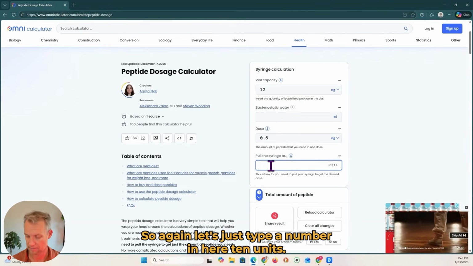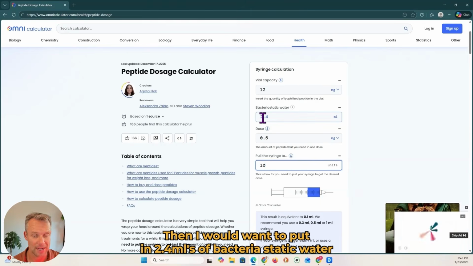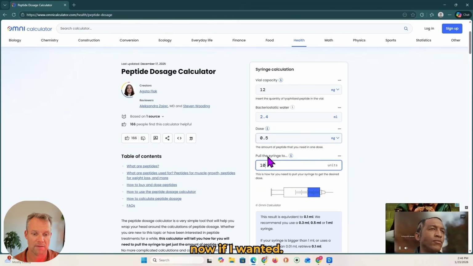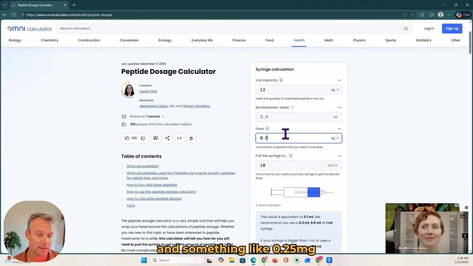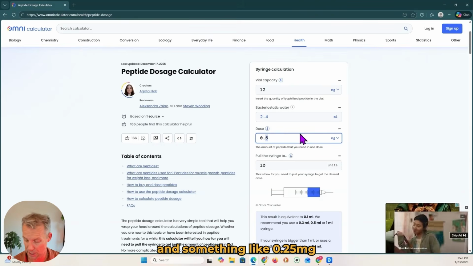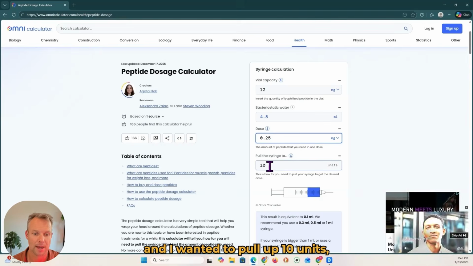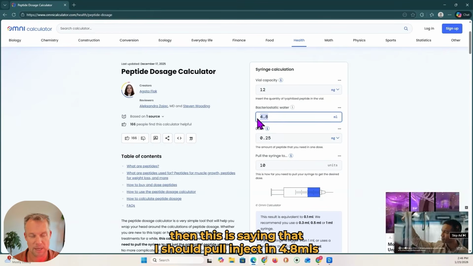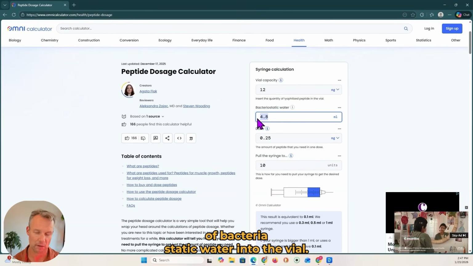So again, let's just type a number in here, 10 units. Then I would want to put in 2.4 mLs of bacteriostatic water. Did the calculation for me. I don't have to think about it too much. Now, what if I was starting off really low and something like 0.25 milligrams twice a week, for example, and I wanted to pull up 10 units, then this is saying that I should inject in 4.8 mLs of bacteriostatic water into the vial.